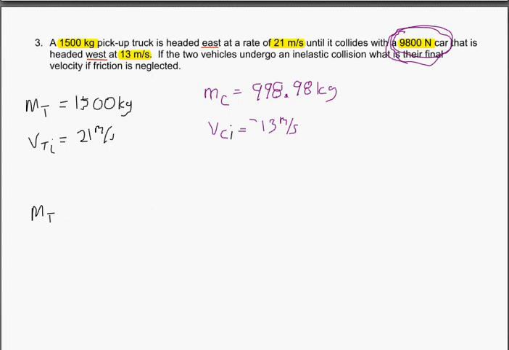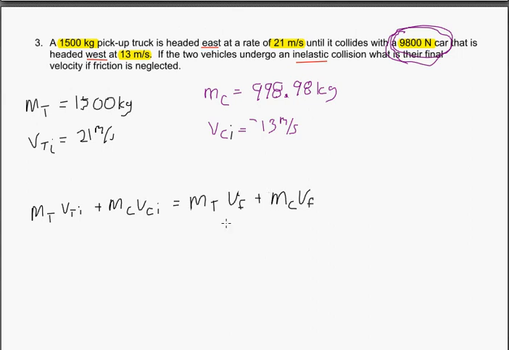And they're going to undergo, oh, yeah, I forgot one last thing. They're going to go in an inelastic collision. So we'll talk about that when I get there. I'm going to write up my thing. MT VTI plus MC VCI equals MT VF plus MC VF.